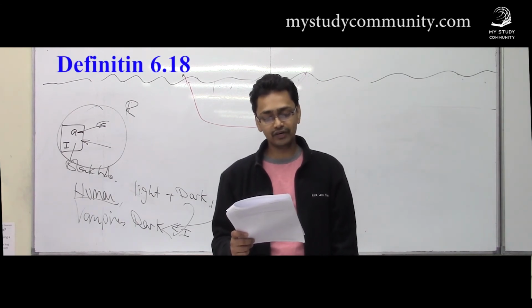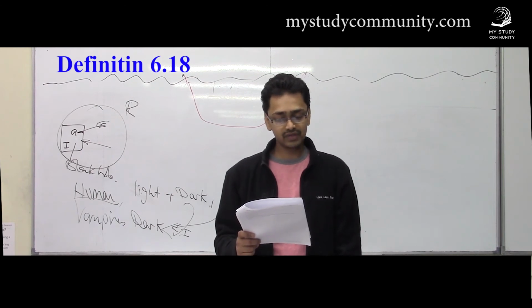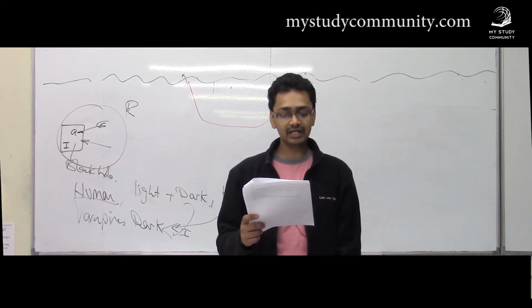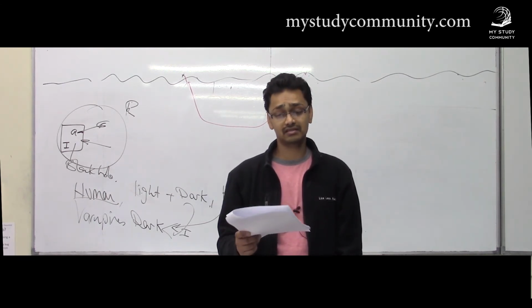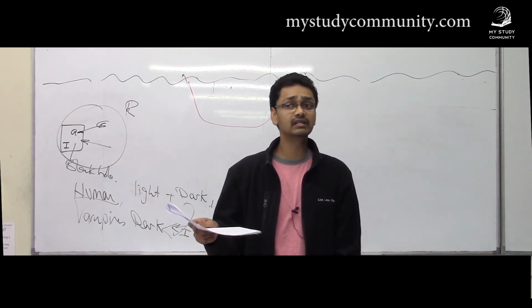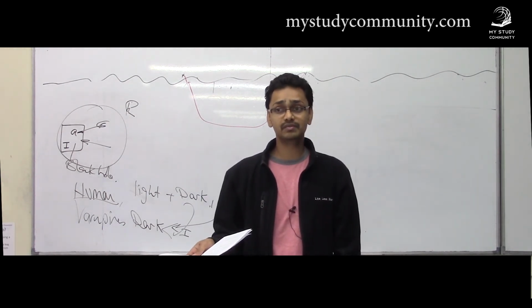Definition 6.18. A ring is called an integral domain if, first, R is commutative, meaning that multiplication is commutative. And the second point is R has no zero divisors. Remember zero divisors, what we did just now? If ab equals 0, then a must not be equal to 0 and b must not be equal to 0.